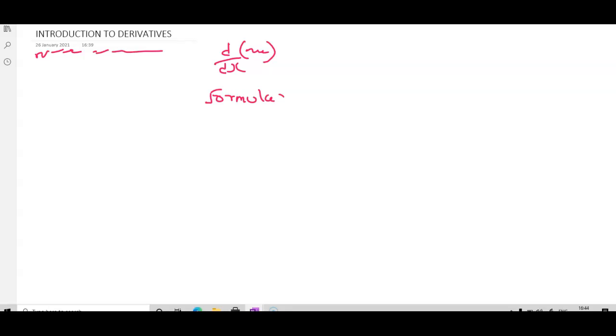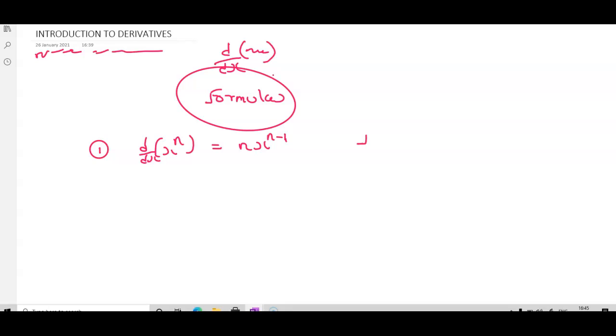So coming to the formulas, formulas are very important because if you don't remember the formulas, there is going to be a problem. I start with the very first formula, that is d by dx of x to the power n is going to be n into x to the power n minus 1. So let's understand how we can apply our questions over there.